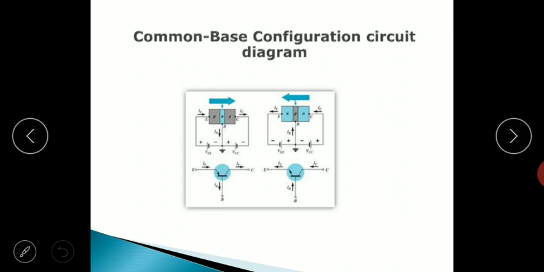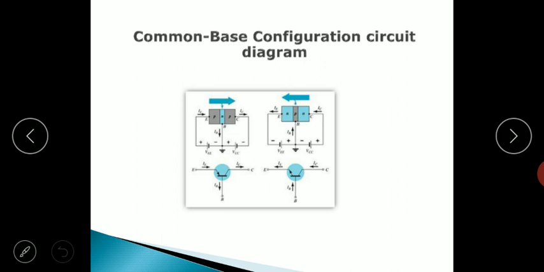Out of these three configurations, common emitter configuration is used in almost all practical applications, whereas common base configuration is preferred in applications like communication systems, whereas common collector configuration is rarely used, in applications like impedance matching. So for a quick review, you can see the common base configuration.